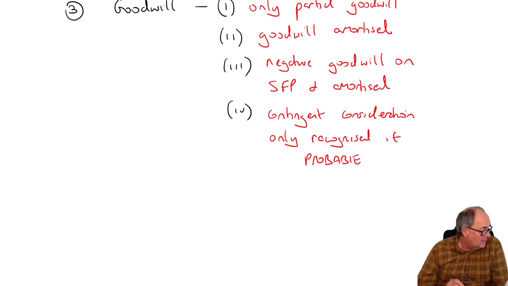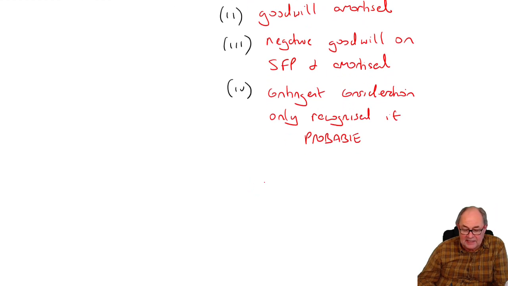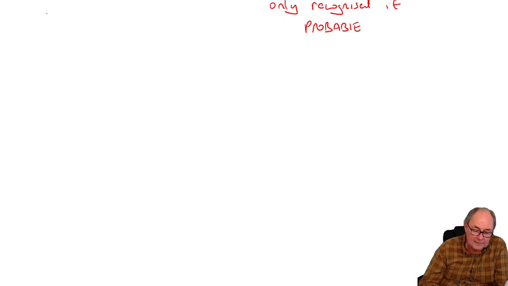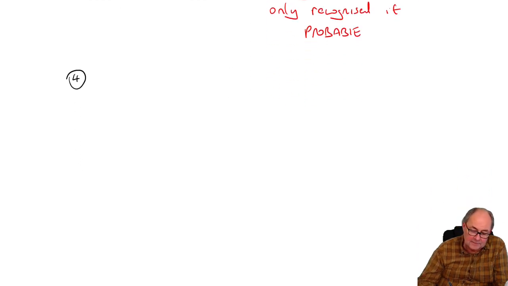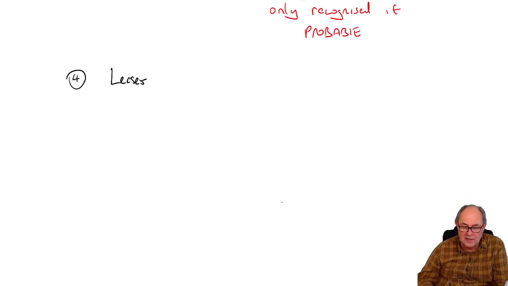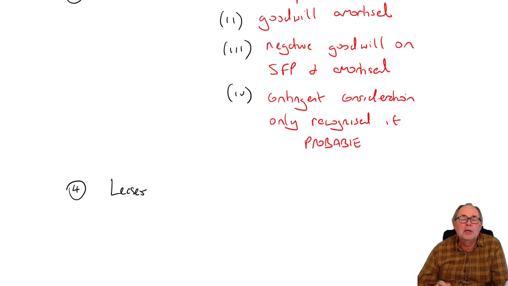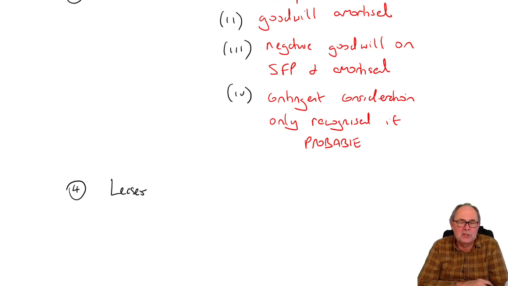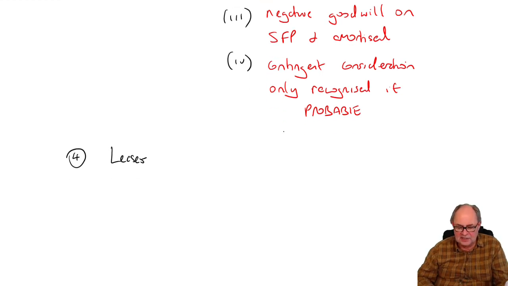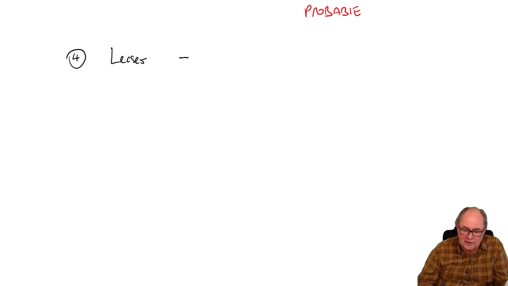The next one out of the hat is leases. International standards, the lessee capitalises all leases unless they're less than a year or very small in value. Under UK standards, the lessee only capitalises leases that meet the definition of finance lease. So the lease accounting is different.